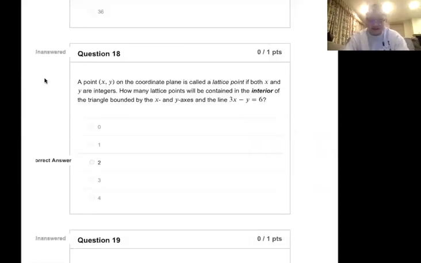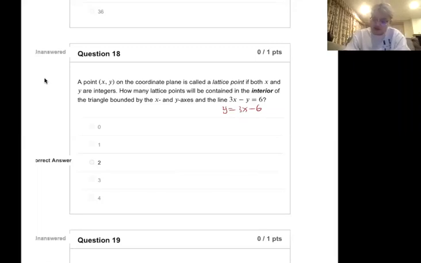Question number 18. A point xy on the coordinate plane is called a lattice point if both x and y are integers. How many lattice points will be contained in the interior of the triangle bounded by the x and y axis and the line 3x minus y equals 6? So let's first convert the form into y equals 3x minus 6.